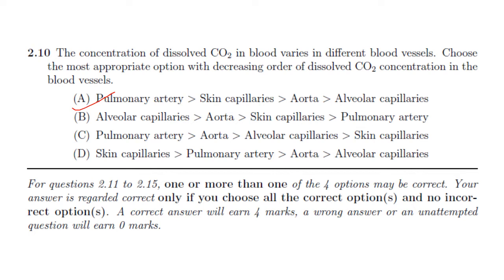Then questions 211 to 215, one or more than one of the four options may be correct. Your answer is regarded correct only if you choose all the correct options and no incorrect options. A correct answer will earn 4 marks and a wrong answer or an unattempted question will earn 0 marks.